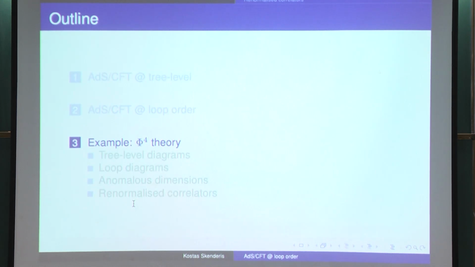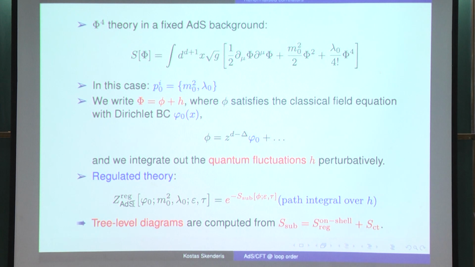Okay, so that's the generalities. Next, we're going to move to discuss how to apply what I discussed in general in an explicit example. Okay, any more questions on the generalities? Okay, so what's the model? The model is phi to the 4 in a fixed AdS background. So this is my action. In this context, the parameters are the mass and the phi to the 4 coupling.